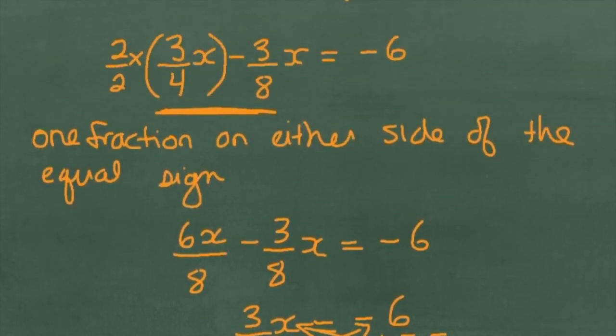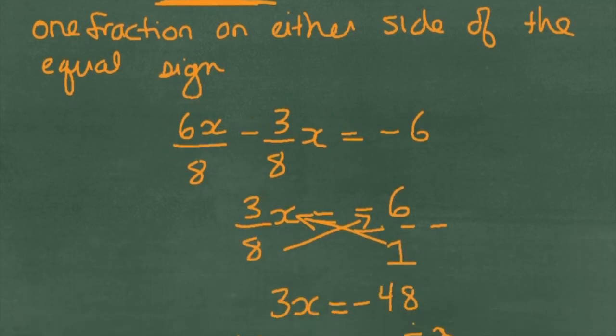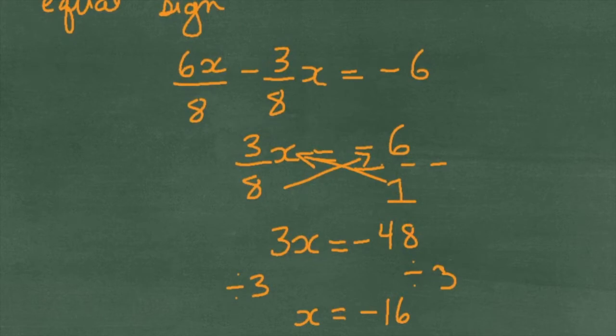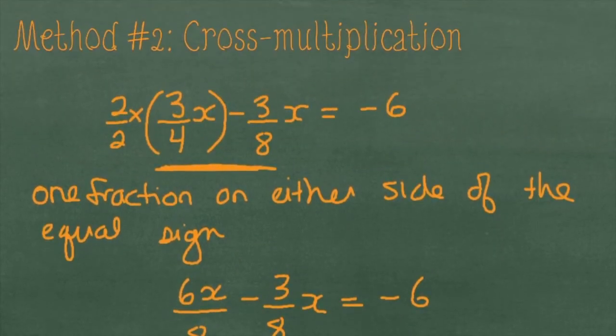But remember, to do cross multiplication, you have to have one fraction on either side of the equal sign. So we had to actually find our common denominators to meld these two together, and then we get x is equal to negative 16. So that's how you answer this type of question.